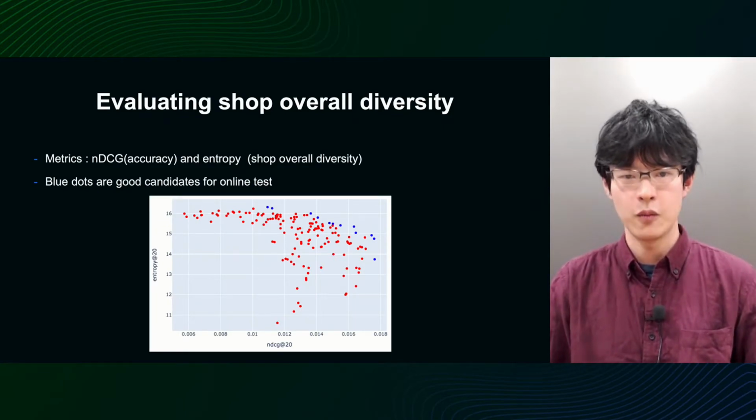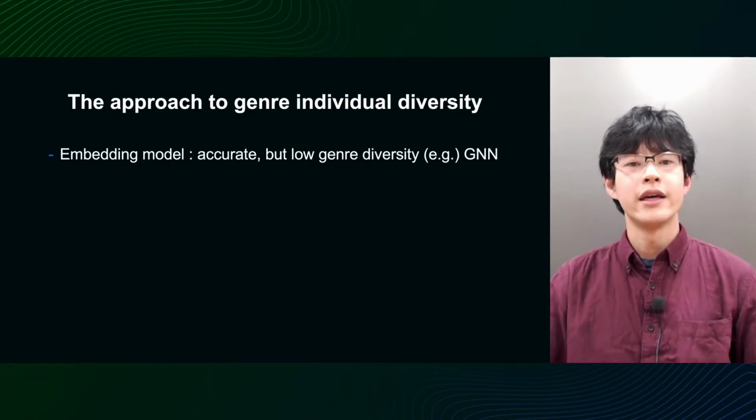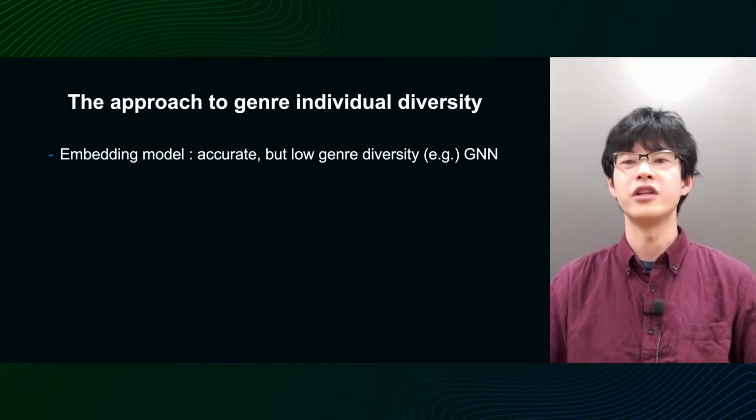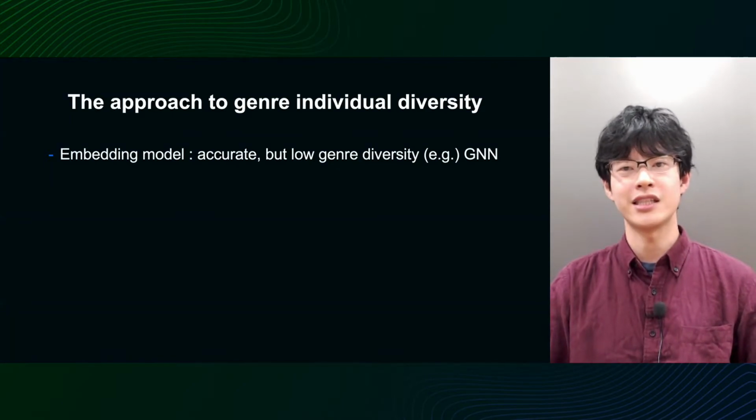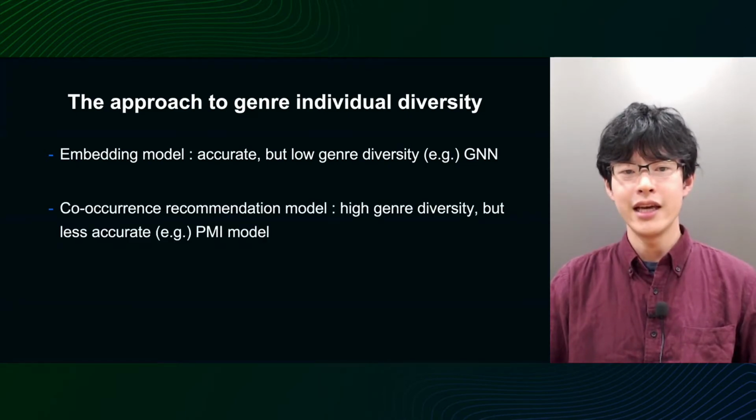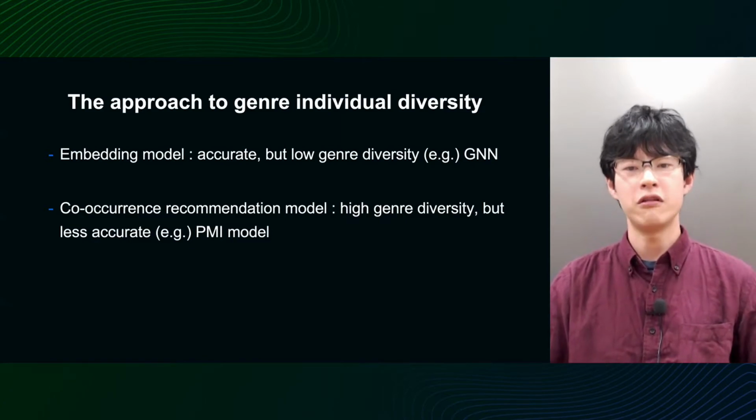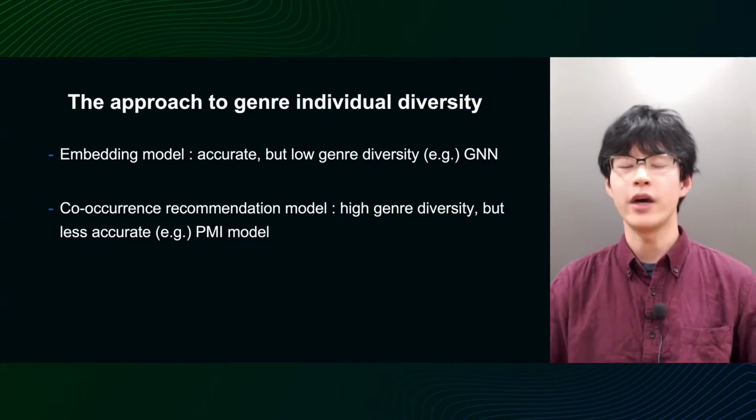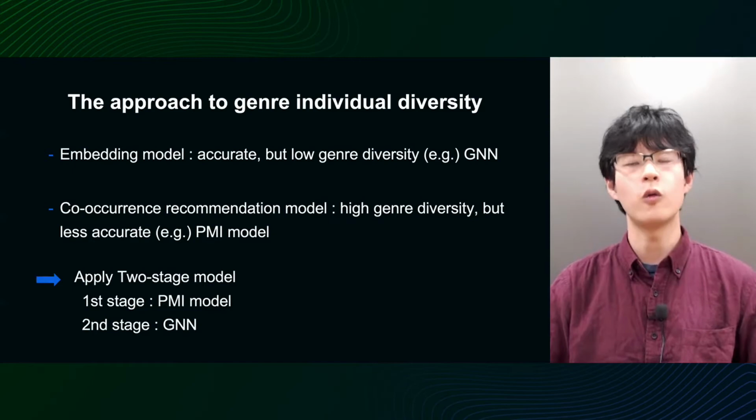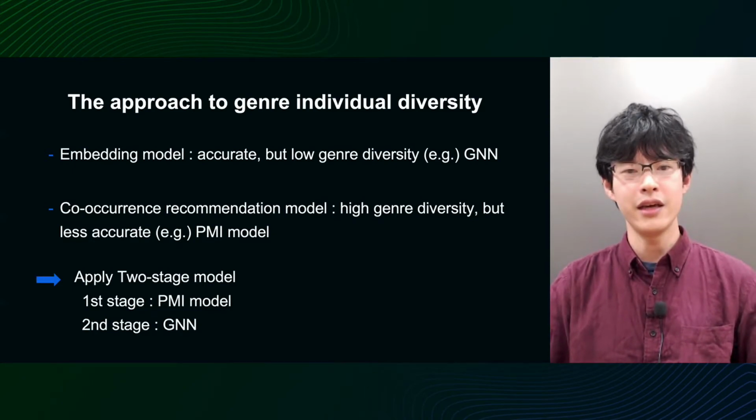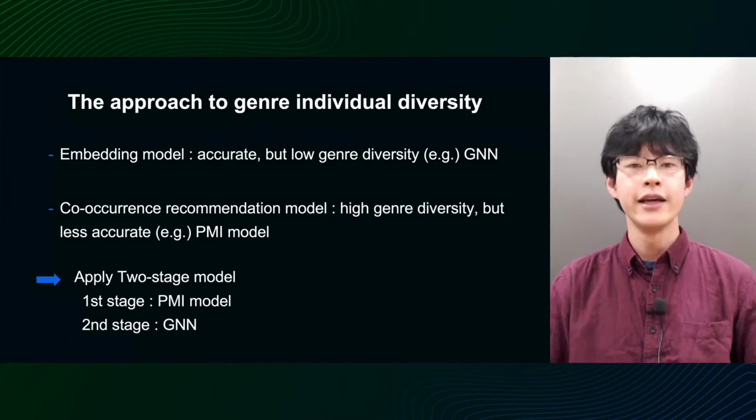The above is an evaluation of overall diversity of restaurants. Let's think about the diversity of genres here. The embedding model often used in recommendation, such as graph neural network, is known to be highly accurate but tends to reduce the diversity of genres. On the other hand, co-occurrence recommendation models and pointwise mutual information (PMI) models, which use co-occurrence information for predictions, are known to have higher genre diversity but lower accuracy than embedding models. Therefore, we are trying to secure both accuracy and genre diversity by combining the two models.